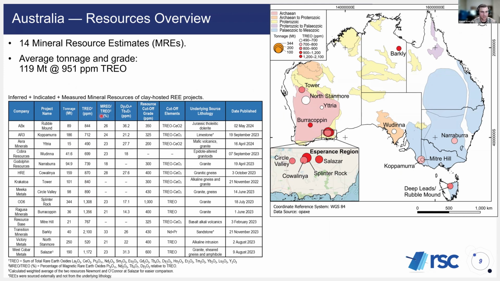And then a metric that's being published by most companies, not all, but most of them put it out there, is the proportion of their magnetic rare earth oxides. Again, those four candidates we've talked about before. And some have quite appreciable amounts. So for example, Rubble Mount here, or Covalinia, or also down here, the Barclay project.